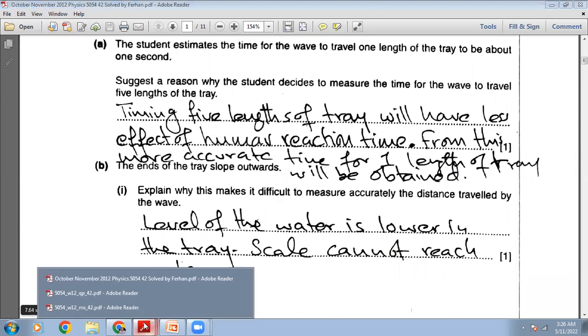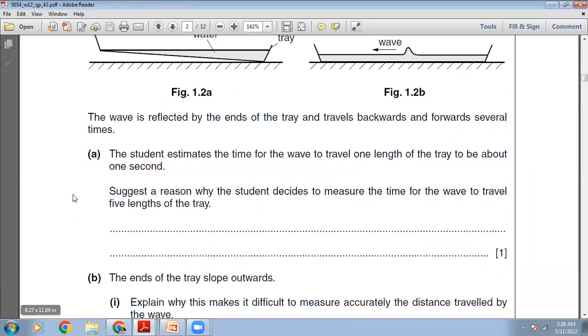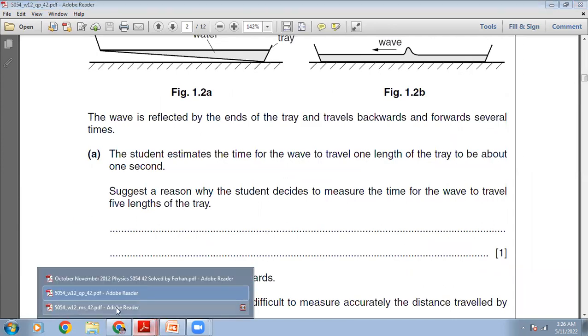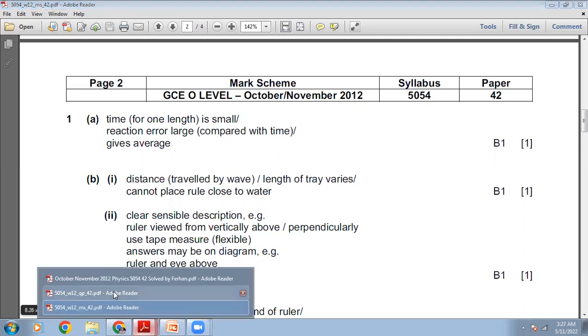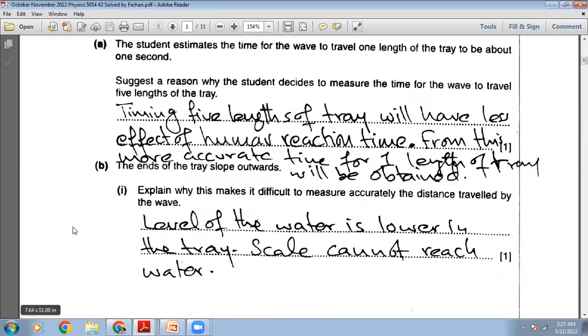I hope you understand. Okay, so let me show you the marking scheme. What the marking scheme says: the time for one length is small, and reaction error is large compared with the time. Timing 5 lengths gives an average. So the result will be more accurate.